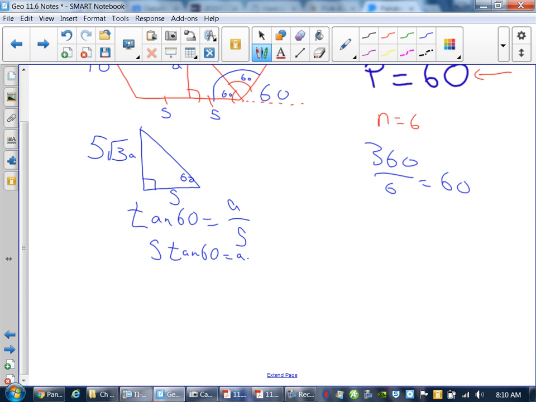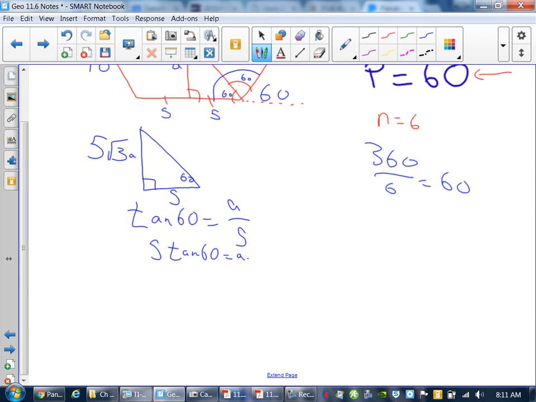I knew that this was a special right triangle, and I knew that opposite my 30 was 5, which means opposite my 60 would be 5 root 3. That's all. So you can use tangent, you can use trig, or you can use the special triangles. It's totally up to you. You're going to get relatively close, and I'll show you what my answer winds up being versus what you guys do with the truncated one.